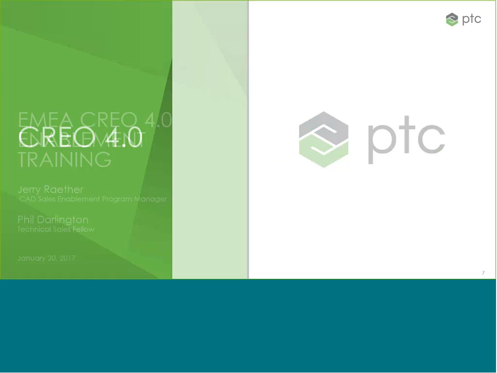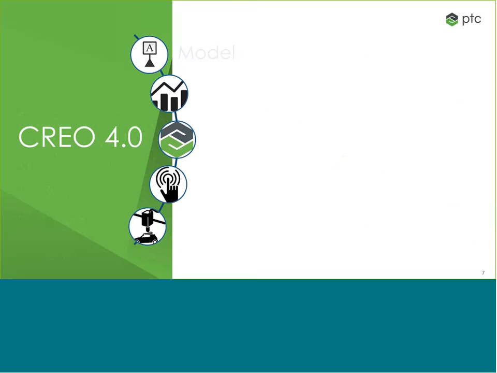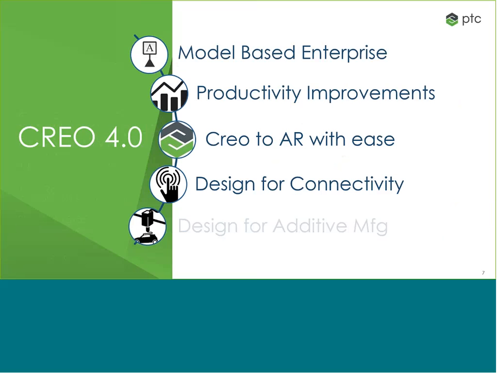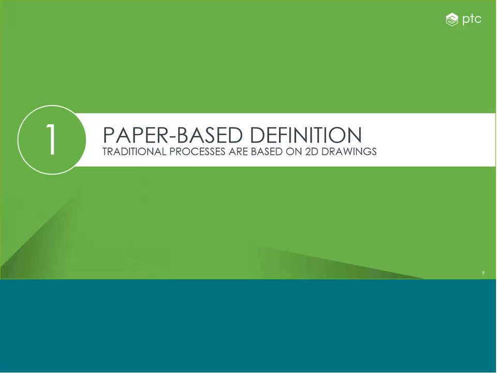So we've all seen the themes, right? We've heard about what they do or what they provide at a high level, but we haven't really dug into what's the value to a customer. So let's start with model-based enterprise, which is also model-based definition, and the reality is it's 3D annotation. So it basically is a term that we use to describe this idea of having a 3D model that contains all of the information. So why do people need it, right? Why would a customer want model-based definition in our product?